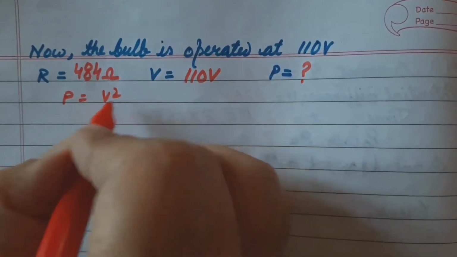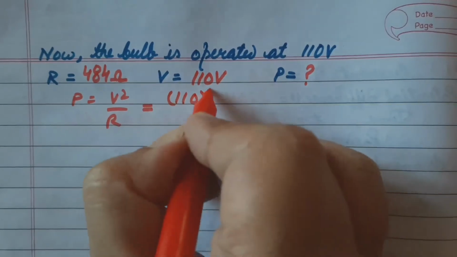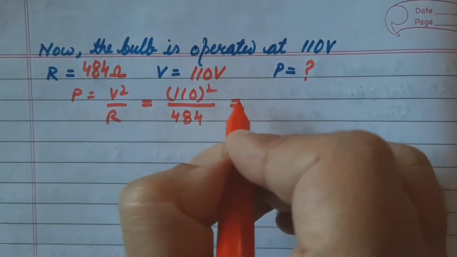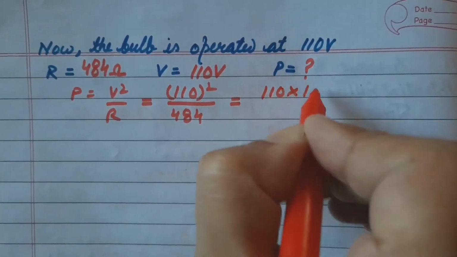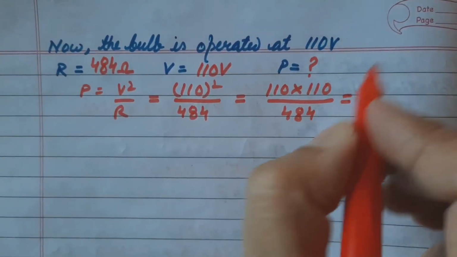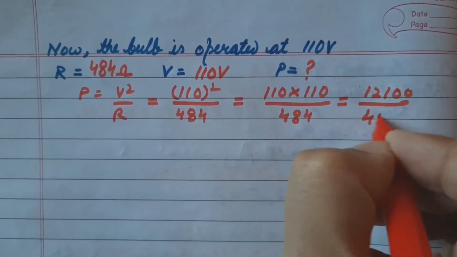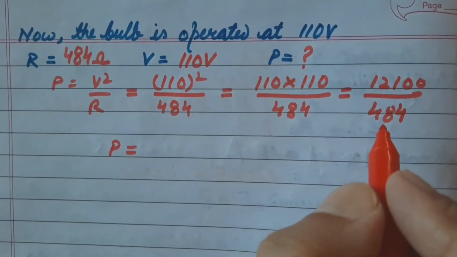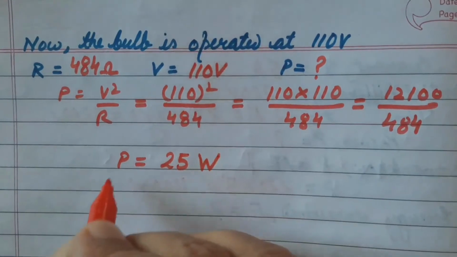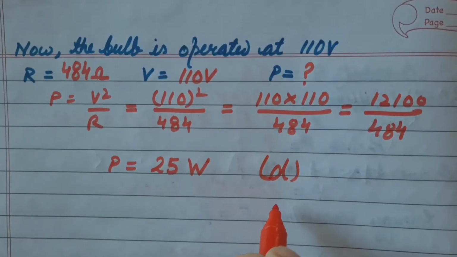P equal to V square upon R. Let us fill the value. 110 square upon 484, which is 12100 upon 484. When we solve this, answer is 25 watt. So power is 25 watt, and according to the question, D option is correct.